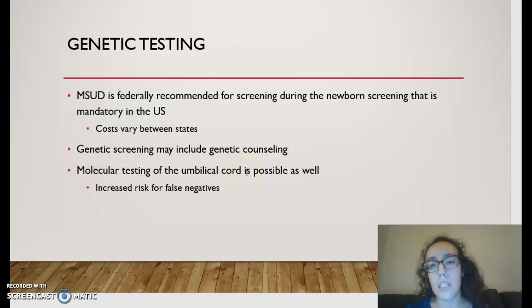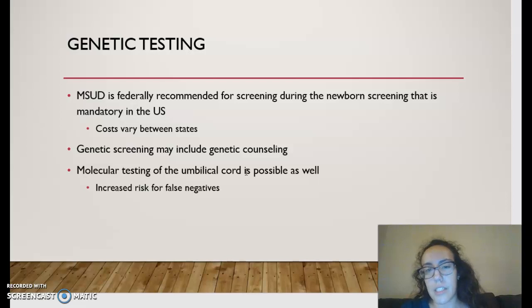So, MSUD is most commonly found during newborn screening. This is a mandatory test in the U.S. The only thing is that in the U.S., each state changes what is mandatory within the newborn screening. Because it's federally recommended, it is in, I believe, all 50 states' tests, while some tests may not be. However, costs do vary between states. So this test can be as little as $15 or nothing to as much as $60. It is a public health screening and it is mandatory.